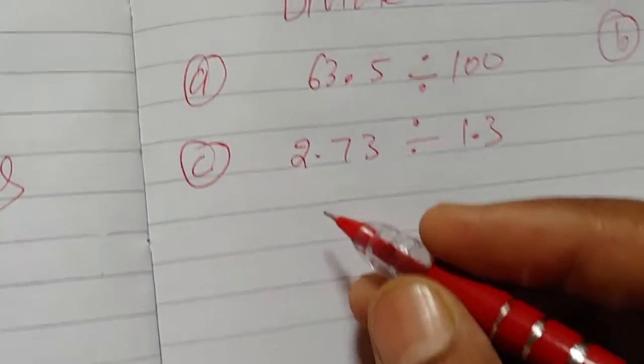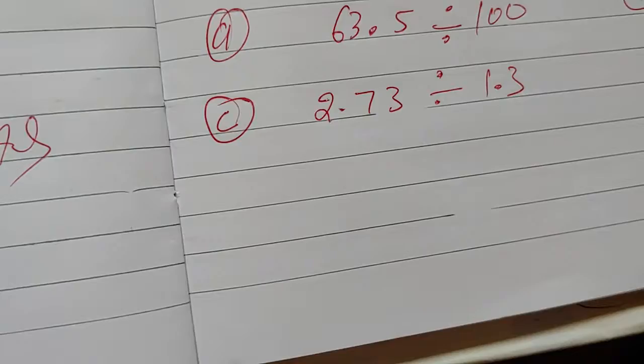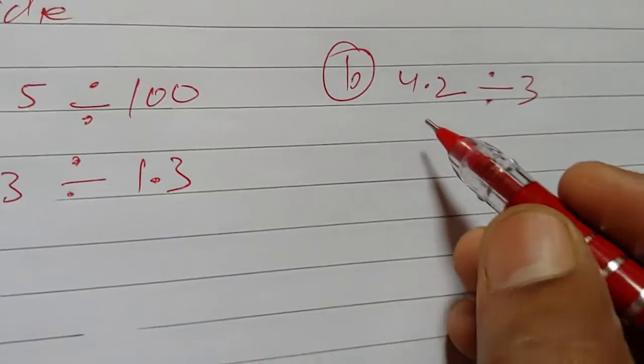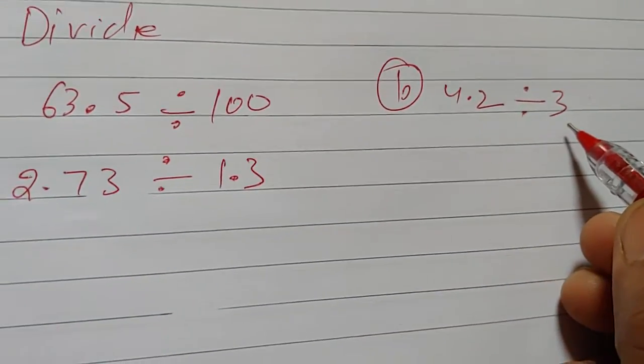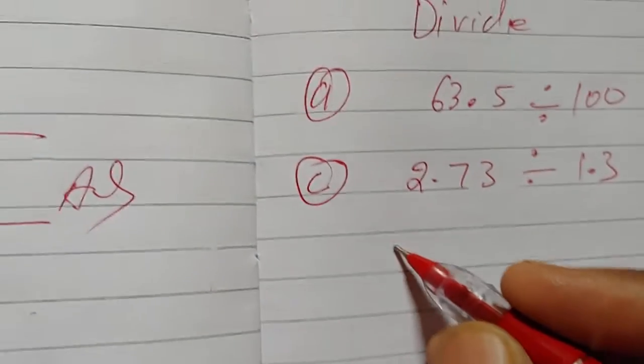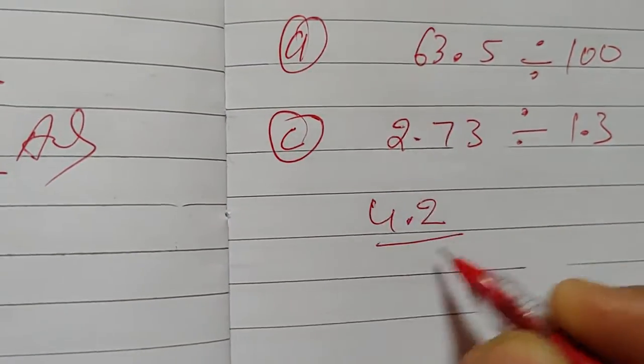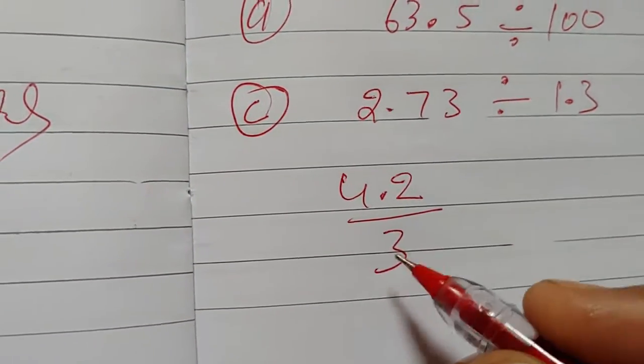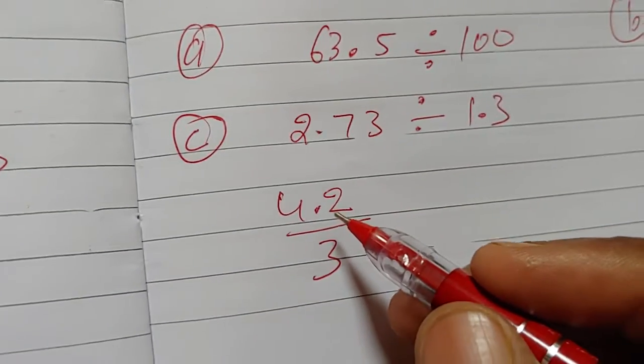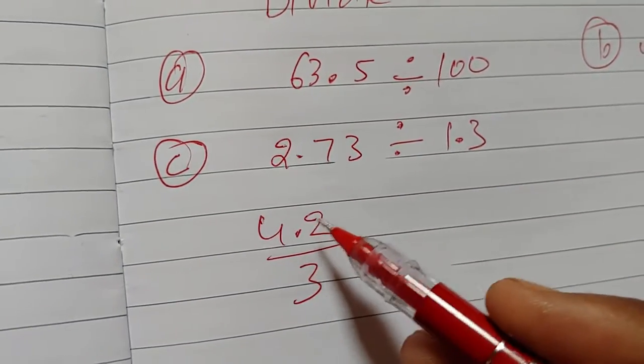And what is the cancellation method? I am repeating: just write this example, 4.2 divided by 3. You can write it in this manner also. So one decimal place is there. First of all, we have to remove this decimal place.